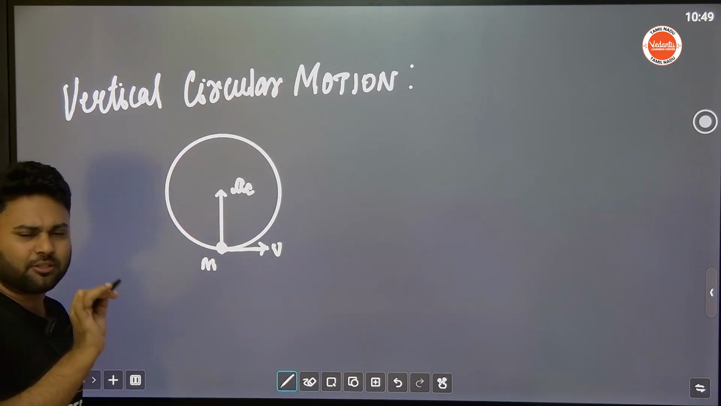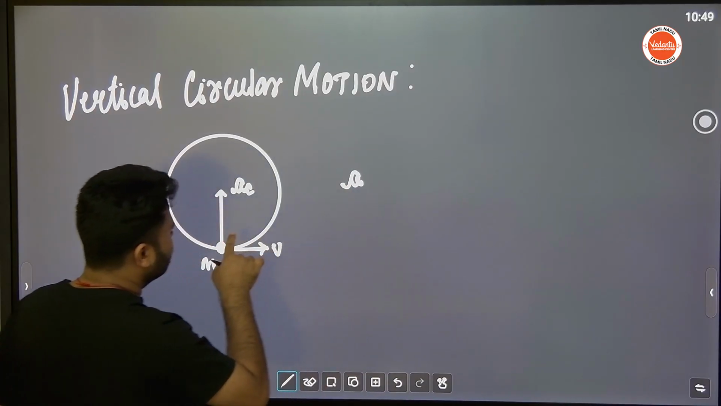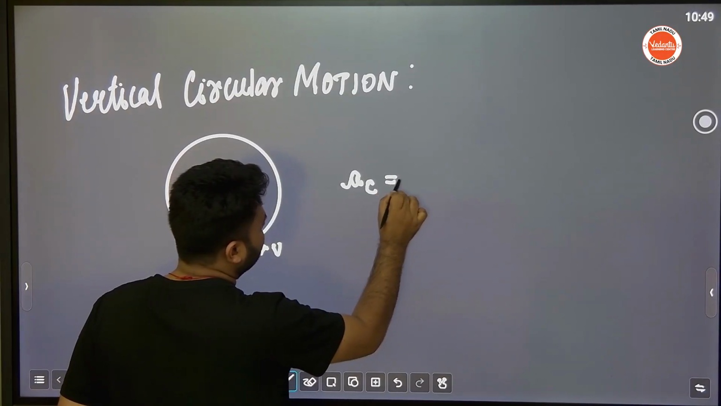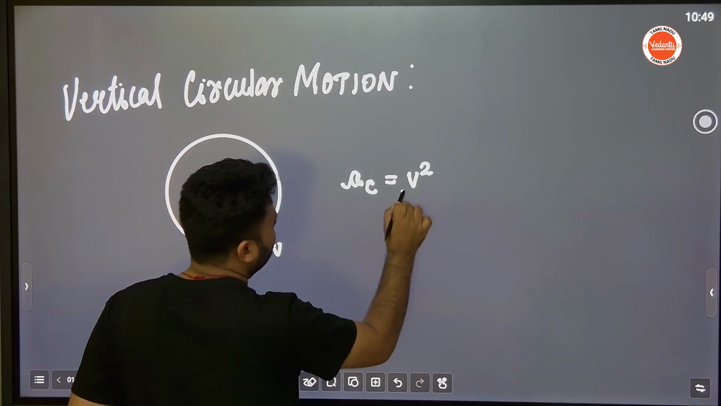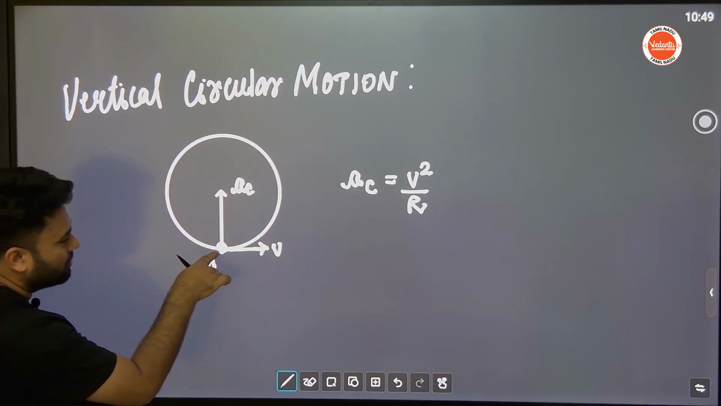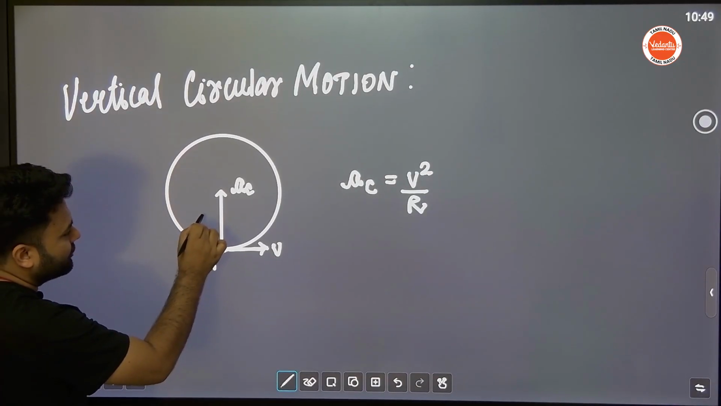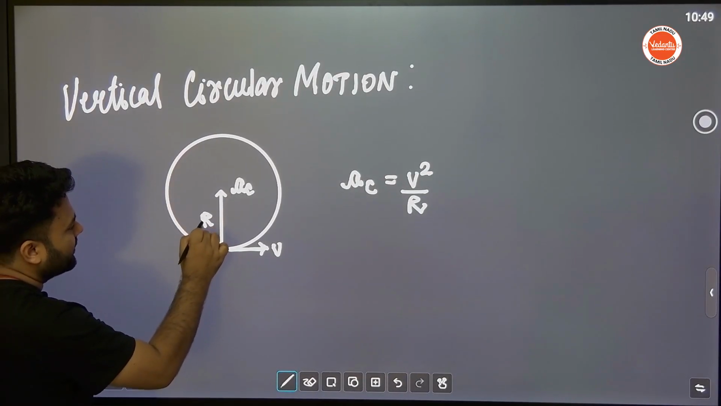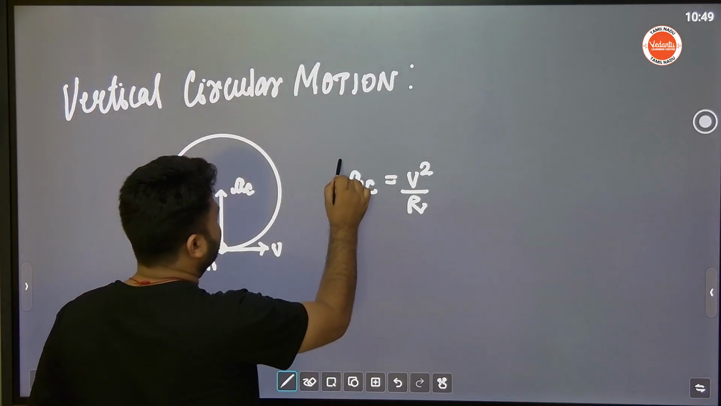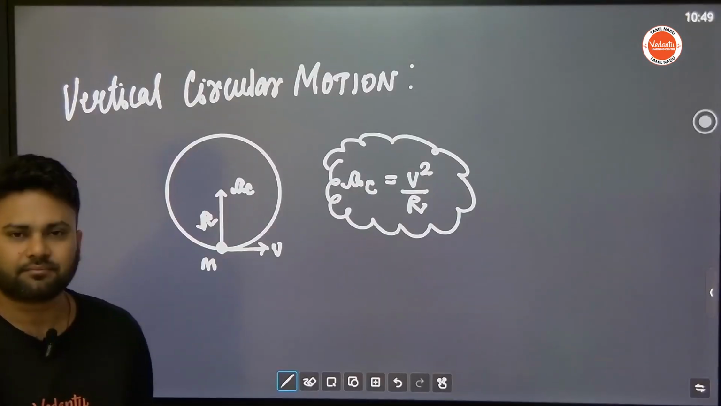These basic things you must be knowing. Still I am telling. This acceleration which is directed towards the center is called centripetal acceleration, and its value is v square by r, where v is the speed of the object at any point, and r is the radius of this circle. So always remember the centripetal acceleration value is v square by r.